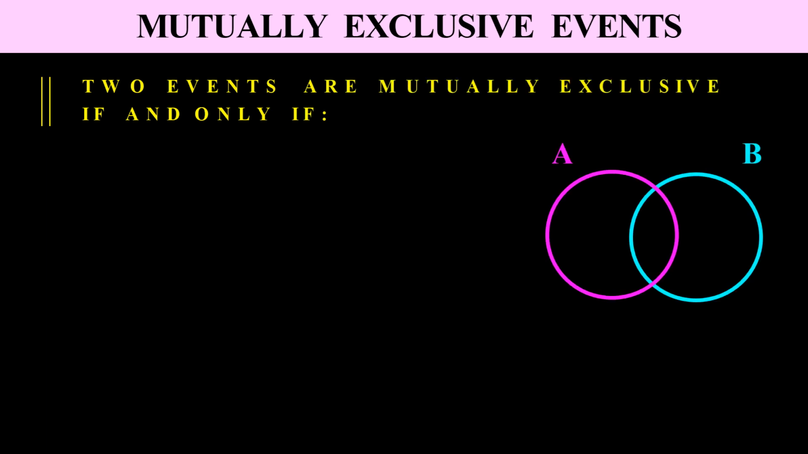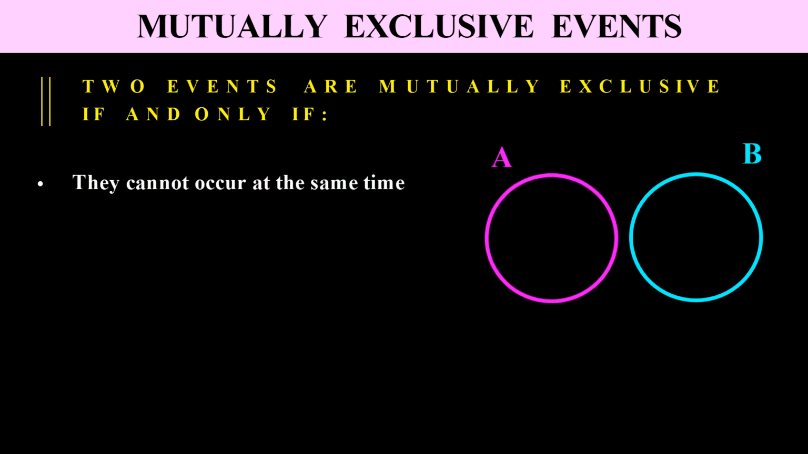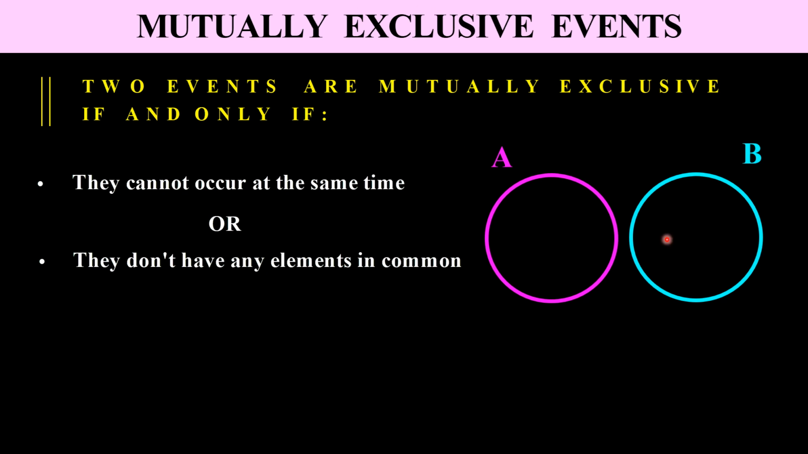Now, two events are mutually exclusive if and only if, see, there's two events. So the first one here, they cannot occur at the same time. So that's one of the main requirements of being mutually exclusive. Or they don't have any elements in common, right? You can see they have nothing in common there. They don't overlap. So the intersection of the two, you can see there's the intersection. The intersection is empty. There's no intersection. And the probability of A and B, right? A and B is 0.